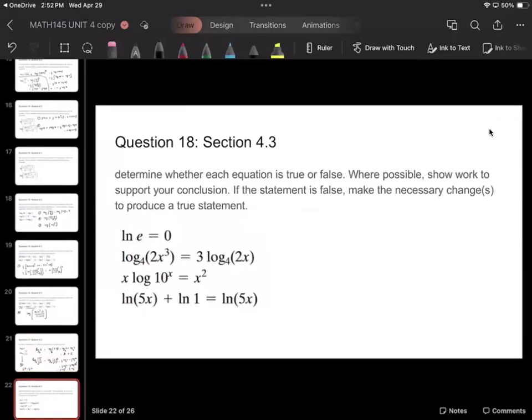Determine whether each statement is true or false. Where possible, show work to support your conclusion. If the statement is false, make the necessary changes to produce a true statement.